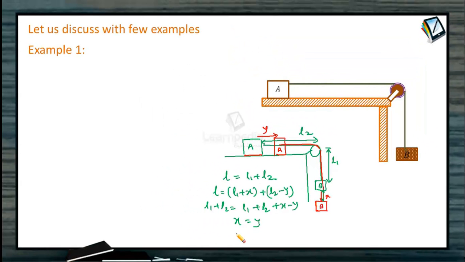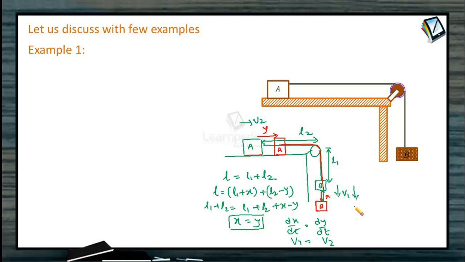x is equal to y means the displacement of B and displacement of A, or distance traveled in this direction and distance traveled in this direction, is the same. So since B is moving due to gravity, it is pulling A also. A is constrained to move. Differentiating, we get dx by dt is equal to dy by dt. That means if the speed of this body is v1, the speed of this body is v2, then we can write v1 is equal to v2.